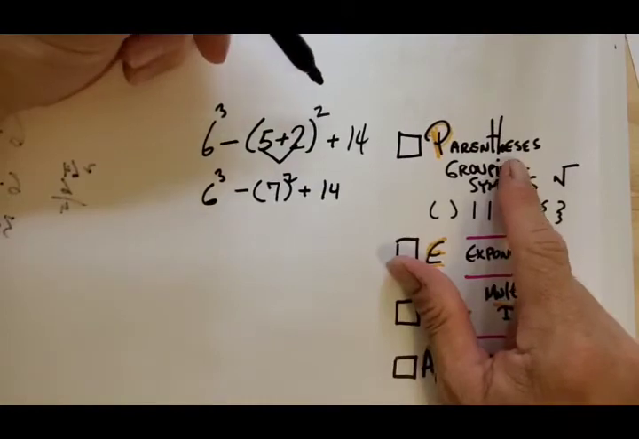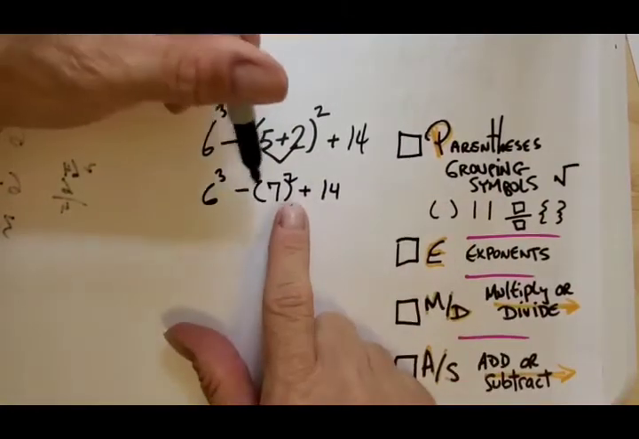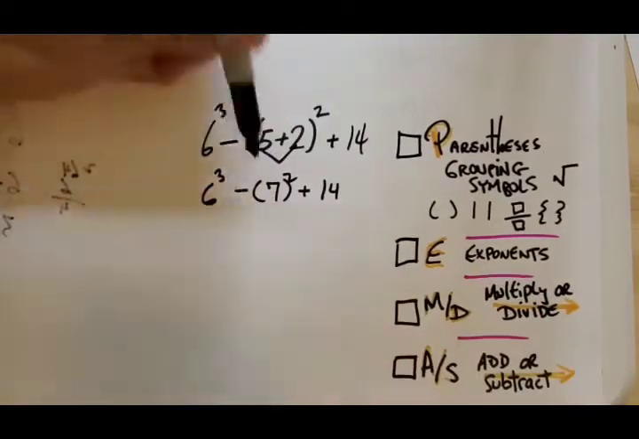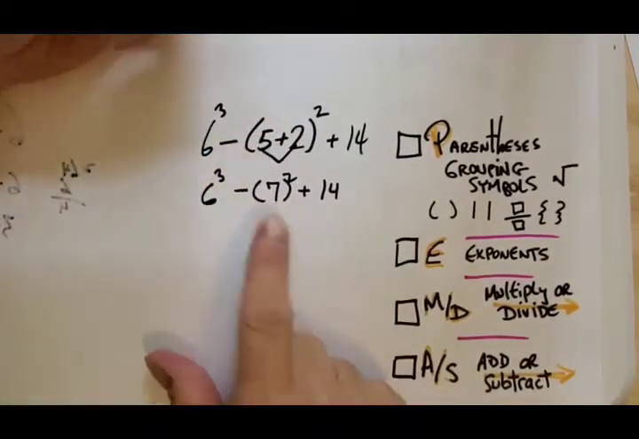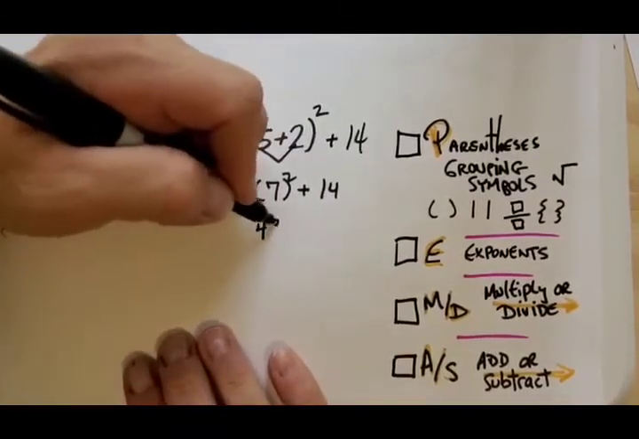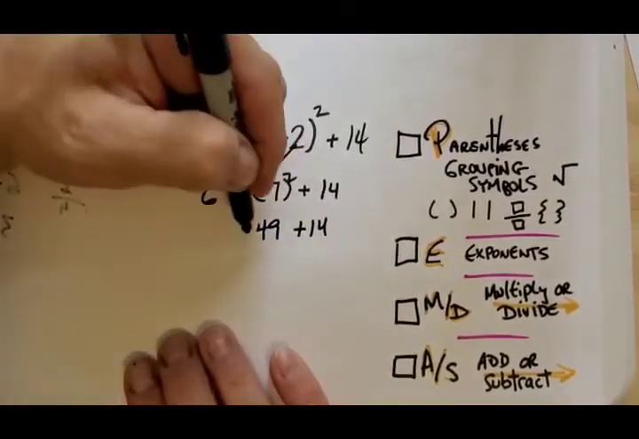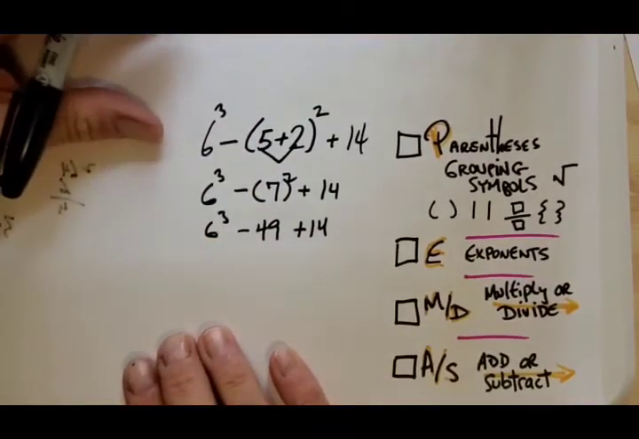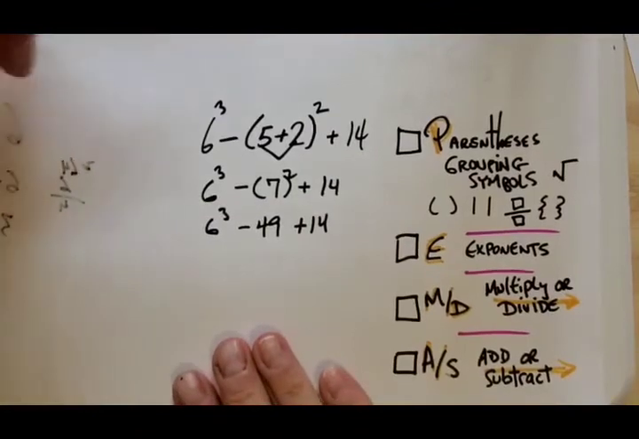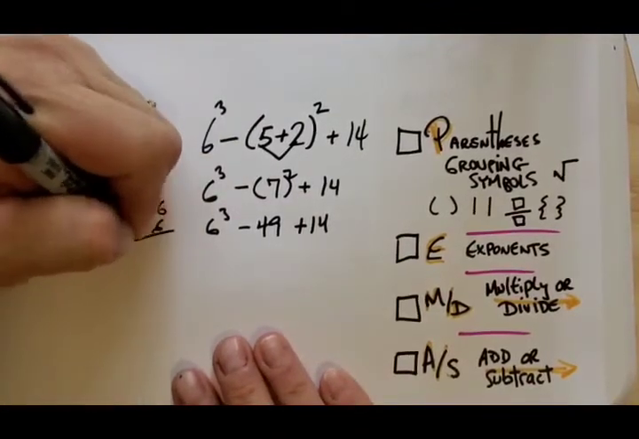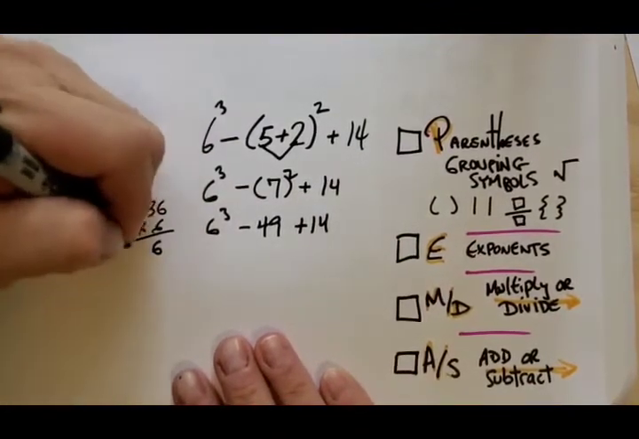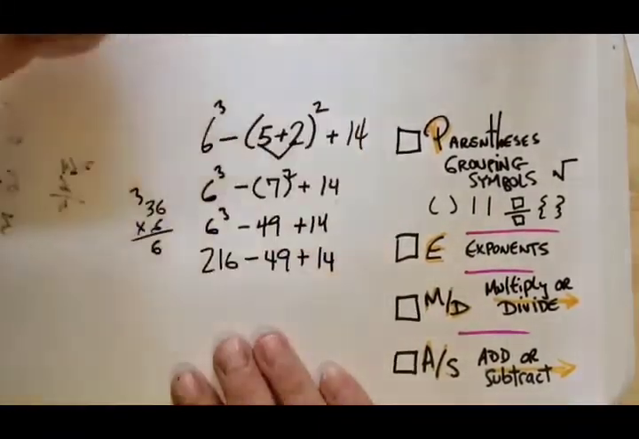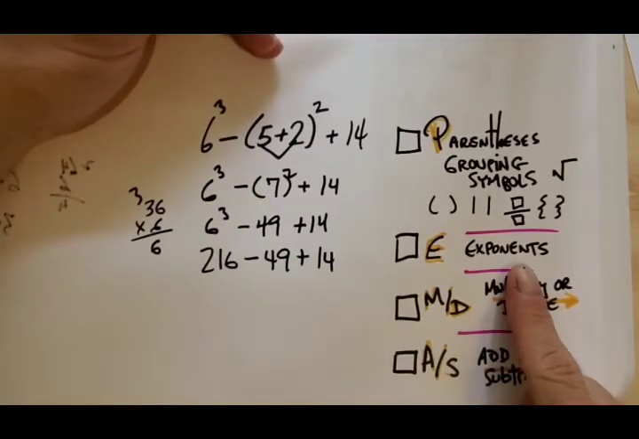So parentheses, the grouping symbol's pretty well gone. I mean, these are here, yes, but they represent an exponent. So there's really nothing inside here to do. So exponents, we'll do that next. Okay, great. So we have another exponent. 6 cubed. Well, 6 times 6 is 36. Times 6 again. 216. Okay, so exponents are done.